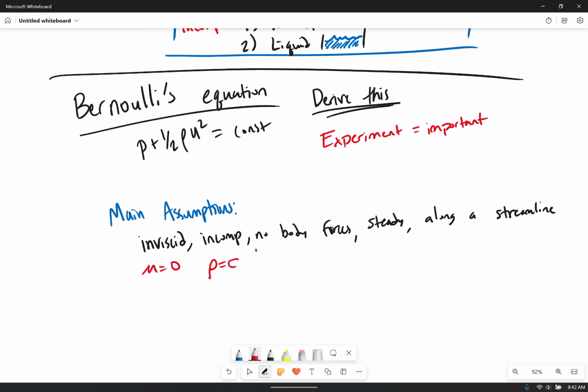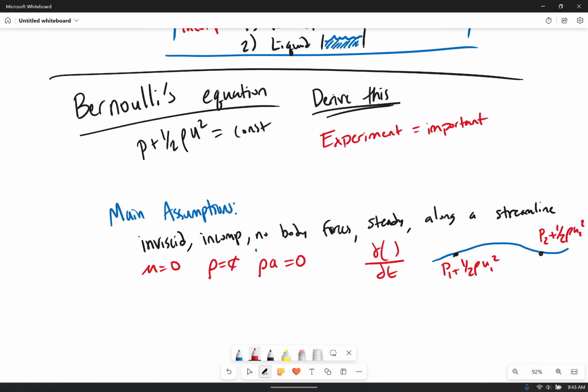Incompressible, density is equal to a constant. No body forces is saying that term, that our density times our acceleration is equal to 0. Steady, all of our time derivatives go to 0. And along a streamline, well, that's along a streamline. There's our streamline, and we're picking a point right here and right here when we're doing our Bernoulli's equation. So in this case, I would have P1 plus 1/2 rho U1 squared would be equal to P2 plus 1/2 rho U2 squared. Why is there no 1 or 2 next to the density? Because it's constant. Don't forget that.